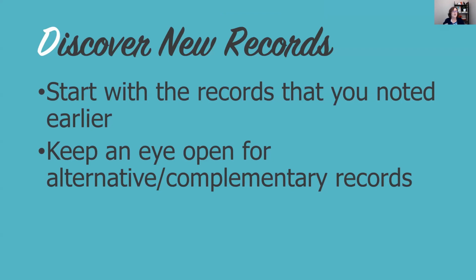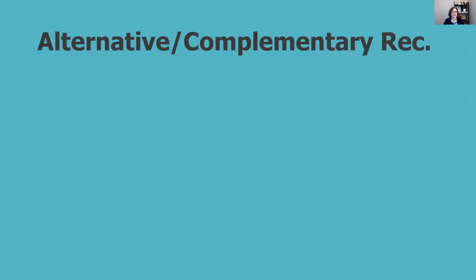When we're in this phase of discovering new records, well, we've really already created our to-do list by noting those records that are either missing or need to be improved. That really is our to-do list. Let's start with those. Again, the goal is to keep us focused. But as we're doing this, as we are discovering new records, make sure that you're keeping an eye open for what I call alternative or complementary records. Now, what do I mean by that?